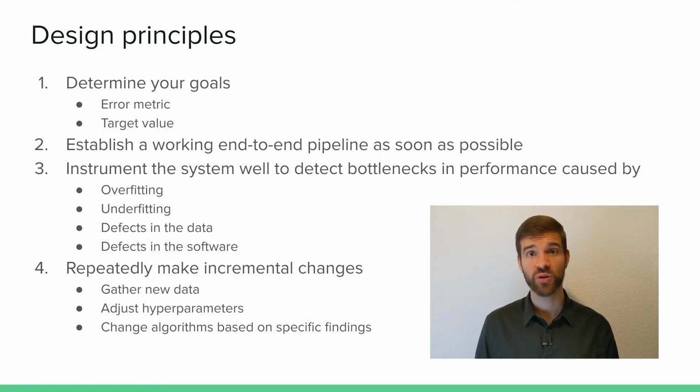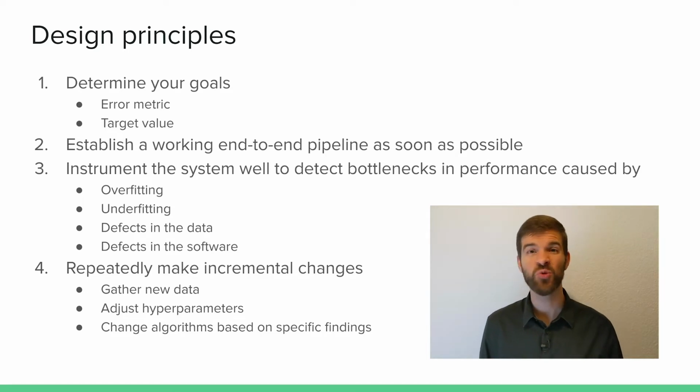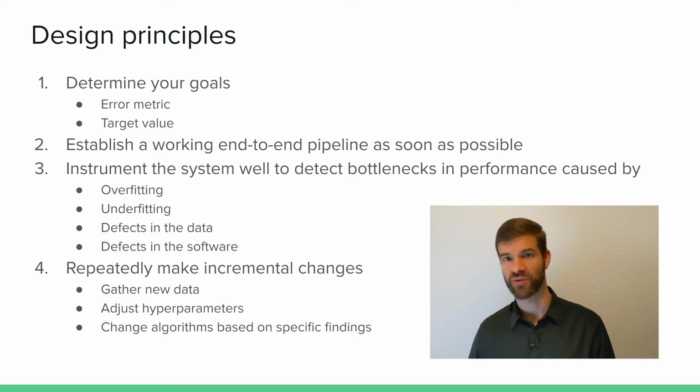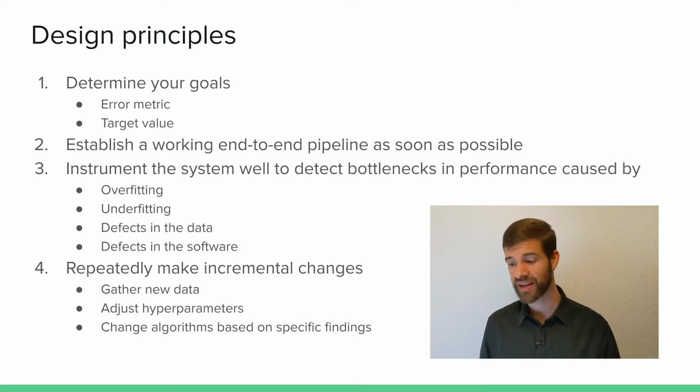Instrument the system to your needs and debug the hell out of it to detect some bottlenecks in performance that could be caused by overfitting. If your model is too powerful here, then what would you do? You would add some regularization. If it's underfitting, you would try to increase the capacity.